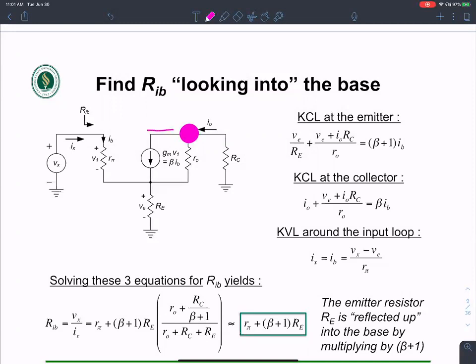What current is leaving? There is one current that is leaving over here, beta IB. There's one current that's leaving this node. What are the currents that are entering? There is one current I naught that is entering. Plus there is another current that is entering through this guy, so that corresponds to the voltage here.